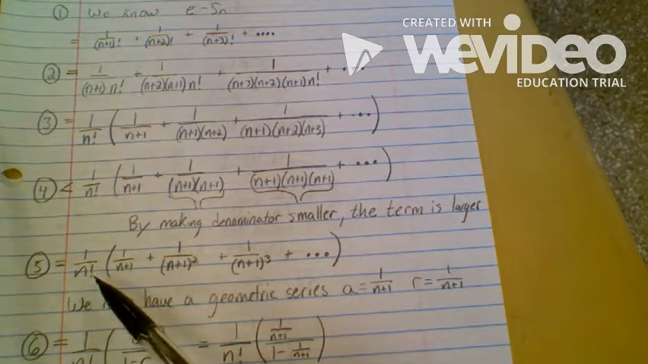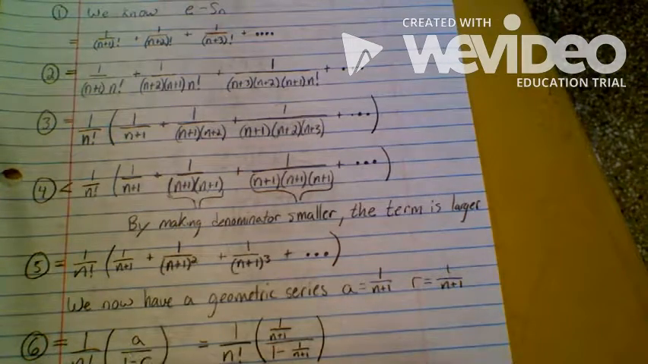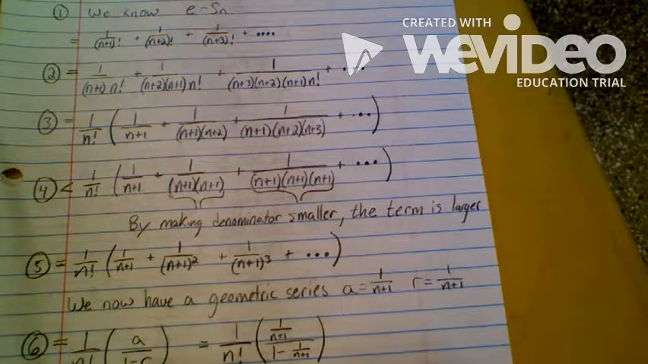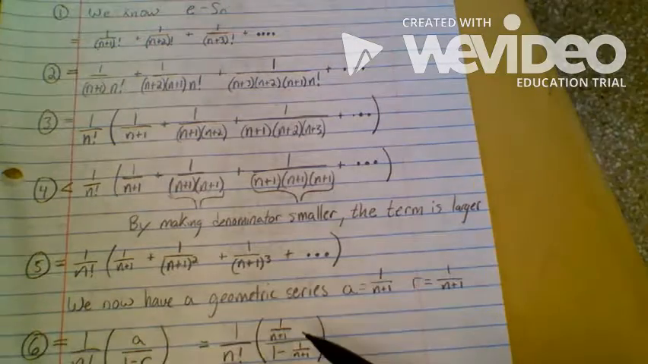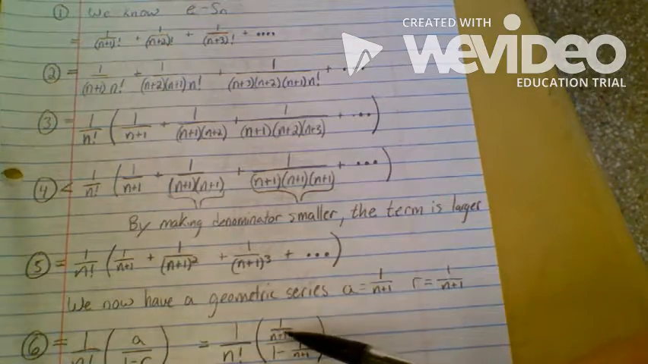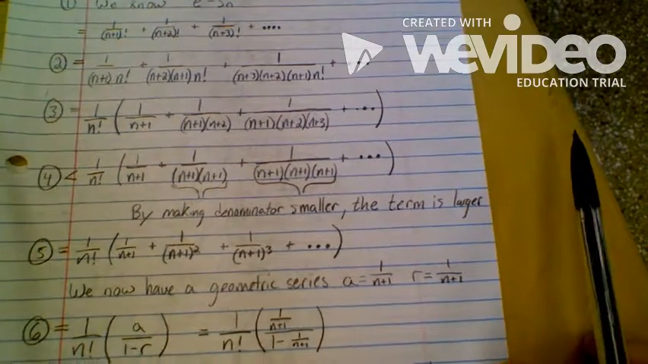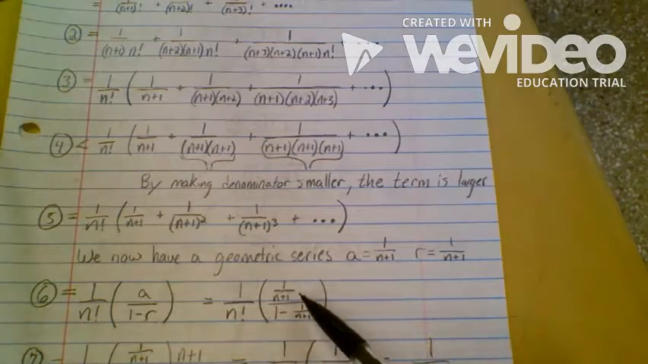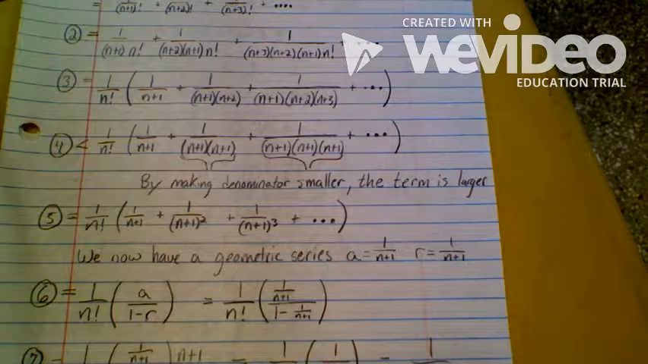All right, so since we have a geometric series, we can now represent that. We have 1 over n factorial times a over 1 minus r. So we're just simply going to substitute our value for a and r in and simplify. And once we do that, we simplify it down. So I'm going to multiply by n plus 1 over n plus 1, and we're going to get some things to cancel out.